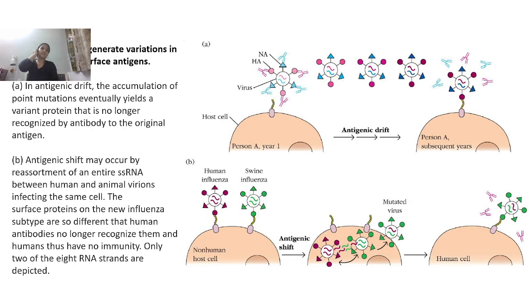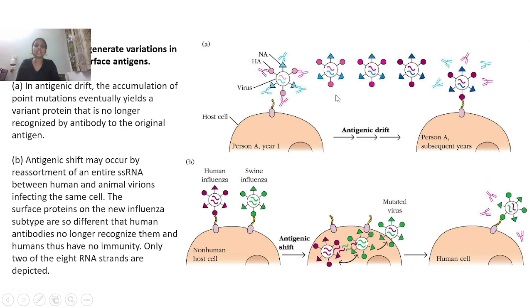So here you can see there are two mechanisms that generate variation in influenza surface antigen. Here you can see it is a host cell. This is person A, year 1, and you can see this antigen, this NA and HA is there. So this is infecting this host cell, person A, year 1. But over the years, what is happening? It is changing its structure.